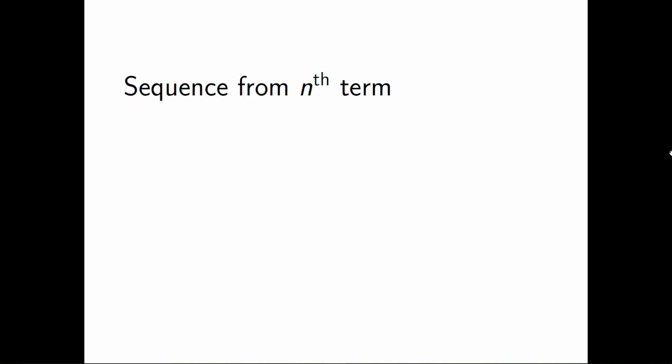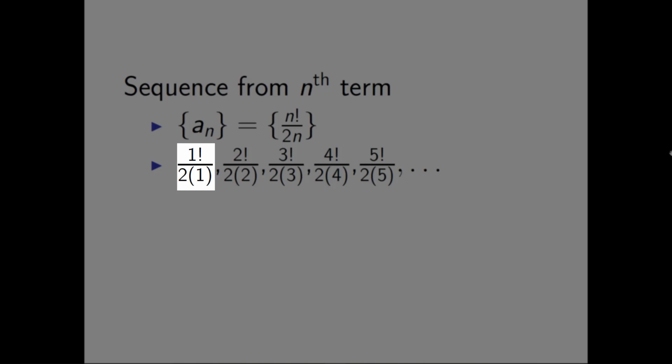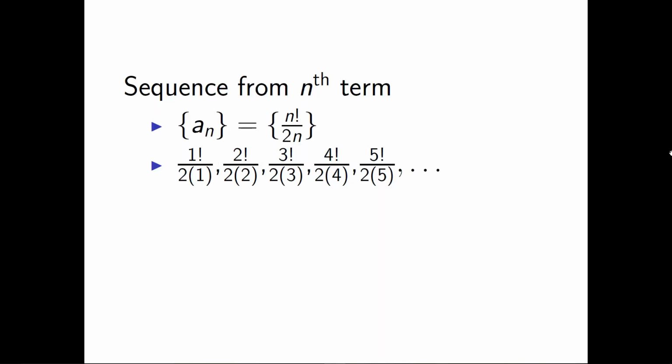And so we can find a sequence from its nth term. We give the nth term of a sequence, here n factorial over 2n. We can actually find the sequence based on the nth term. So let's take the first few. We'd get 1 factorial over 2 times 1, 2 factorial over 2 times 2, and so on. Now we can simplify this.